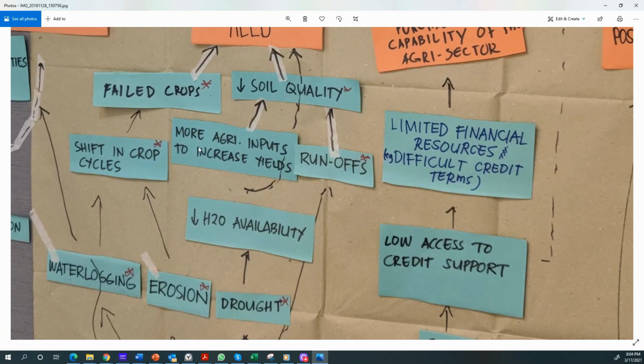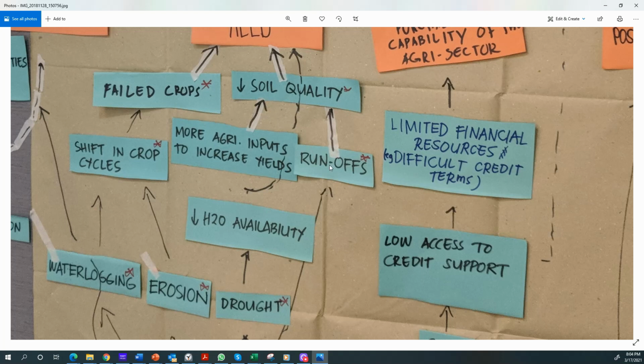Why is soil quality going down? Well, more agricultural inputs are needed to increase yields. And this is kind of a cycle here. I think we can see that they're pointing to a cycle. So there's a vicious cycle here. If soil quality goes down, you need more agricultural inputs to increase yields. That makes sense. And then if you put more agricultural inputs into increased yields, maybe that will decrease the soil quality even further. And I think that is consistent with what happens in some places.